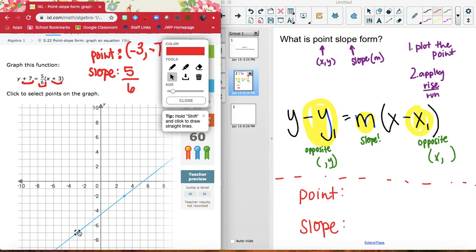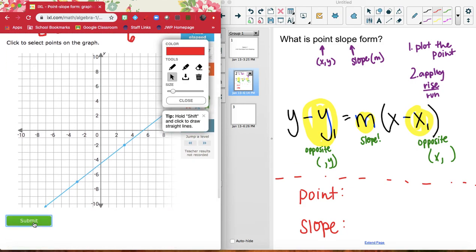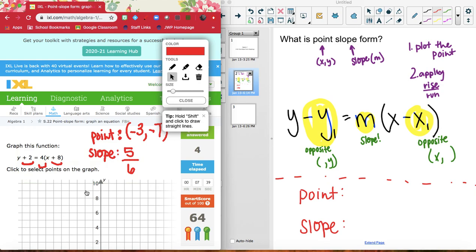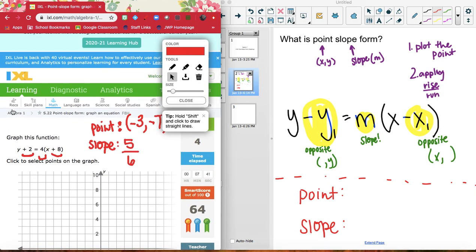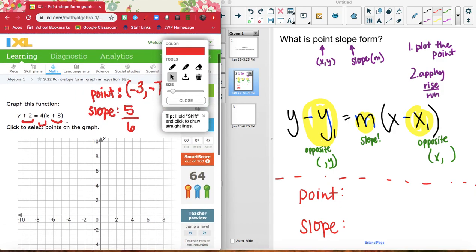And then because that was a lot of counting again, I'm going to check. 1, 2, 3, 4, 5. 1, 2, 3, 4, 5, 6. Perfect. Did it. I can submit it. And I got it. Okay, so notice this is Algebra 1, S22. I want you to go and try to do these ones on your own now.